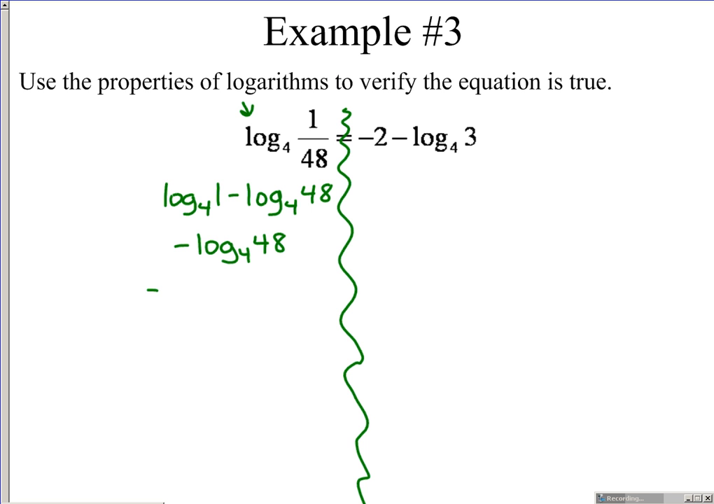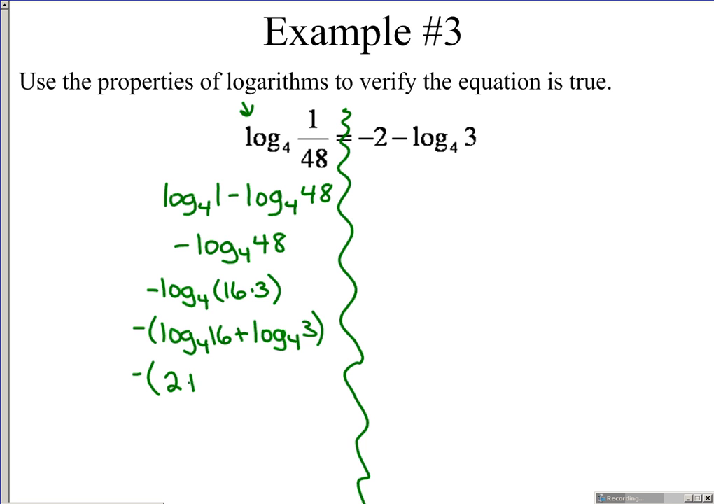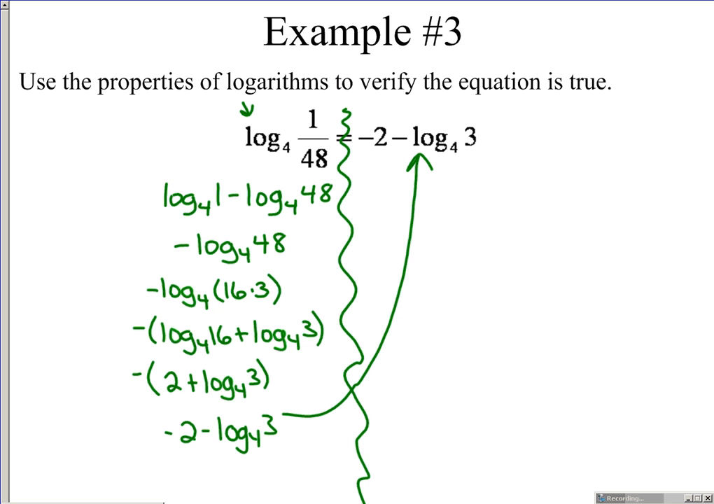Well, 48 I know is 16 times 3. If 48 is 16 times 3, now in the argument here I have a multiplication. So let's separate that by adding the individual logarithms. Keep simplifying. Log base 4 of 16. What exponent can we put on 4 to equal 16? That logarithm is just equal to 2. Distribute the negative through, we get negative 2 minus log base 4 of 3, which is what we needed to show it was equal to.